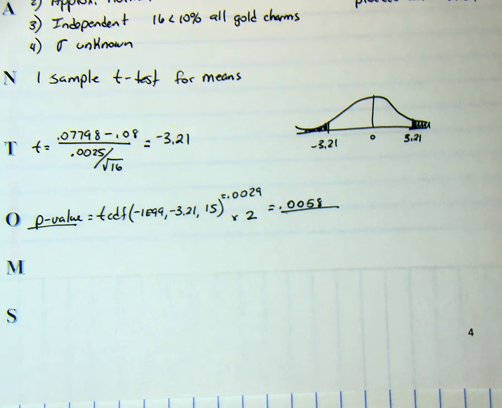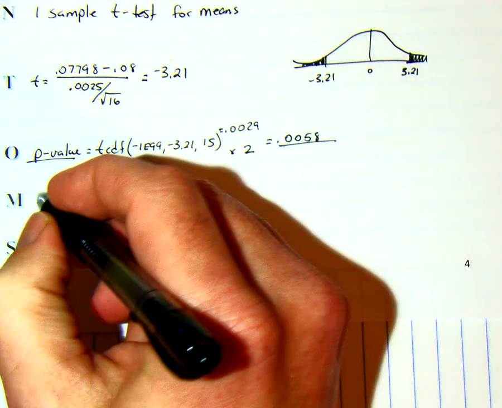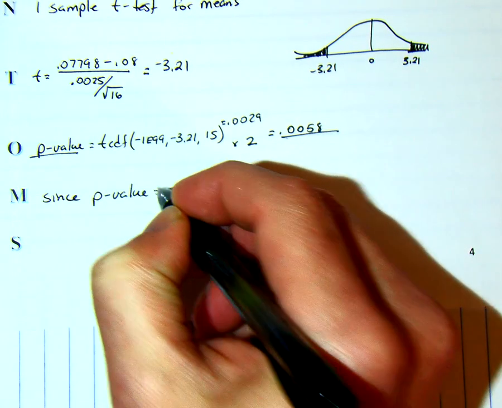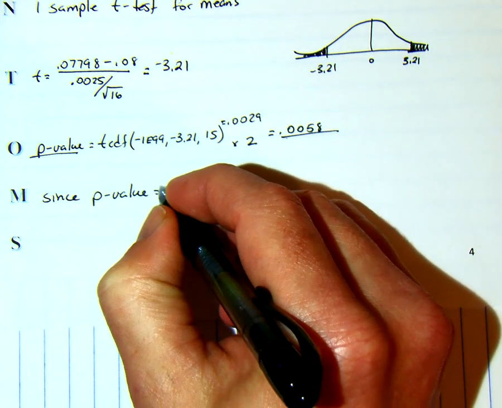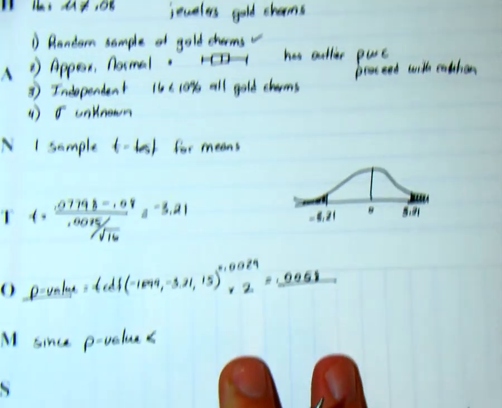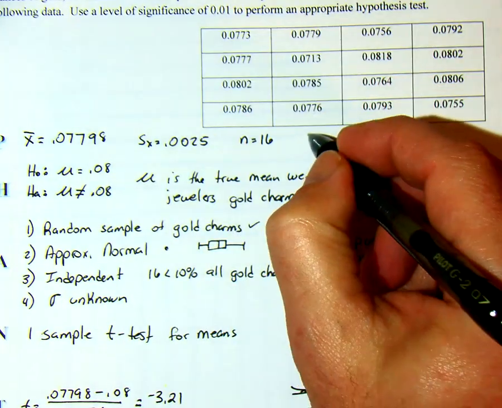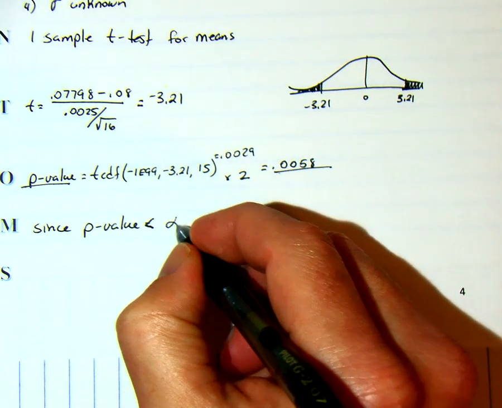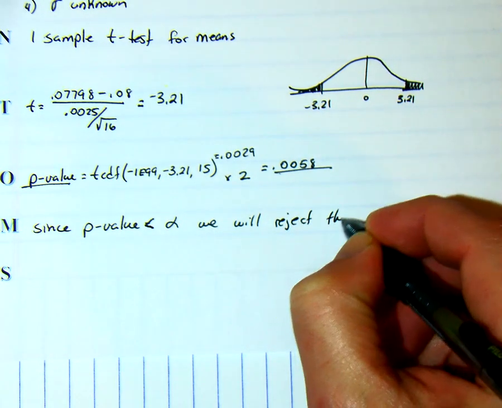So now that we've done everything right, we are ready to finish this problem off. We're going to make a decision, and we're going to state a conclusion. So my decision is this. Since my p-value is 0.0058, since my p-value is less than alpha, have we established an alpha level anywhere? Let's run to the top and see. Alpha is 0.01 as it's stated in the problem. So that means that since our p-value is less than alpha, we will reject the null hypothesis.